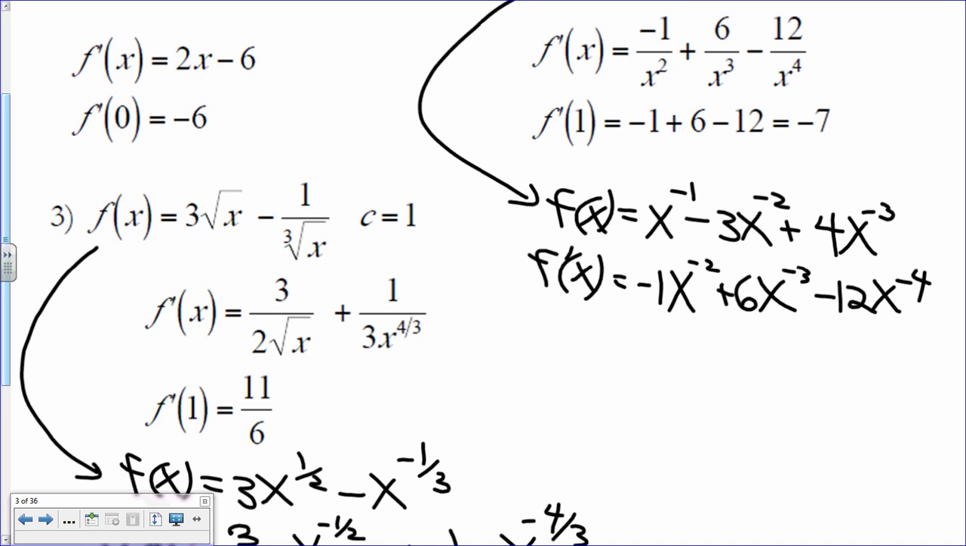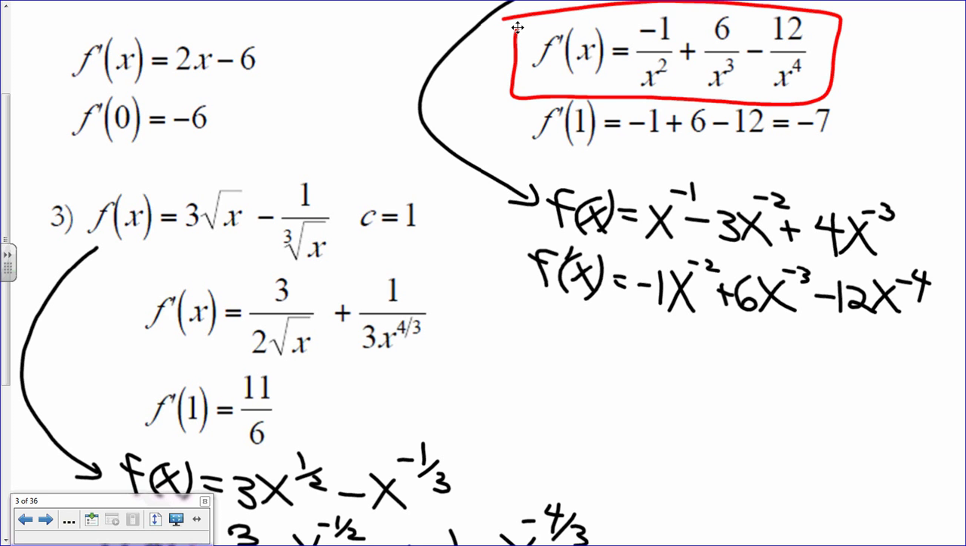I would love it if you'd write it like that. In fact, that's the final answer you would want to write like this. But I'm showing you that, in order to get there, first you have to rewrite the function using your negative exponents, take the derivative of each term, and then when you're done, rewrite it without the negative exponents.